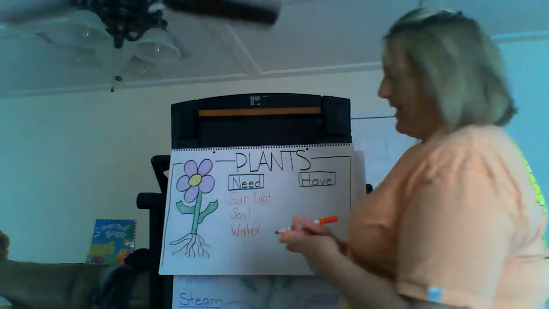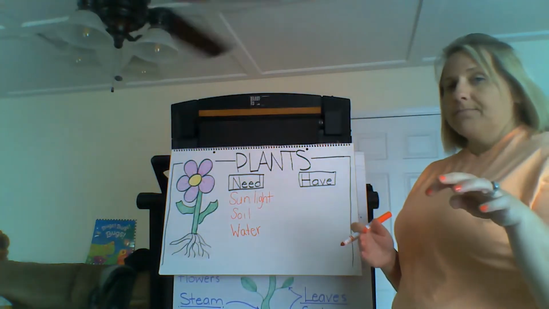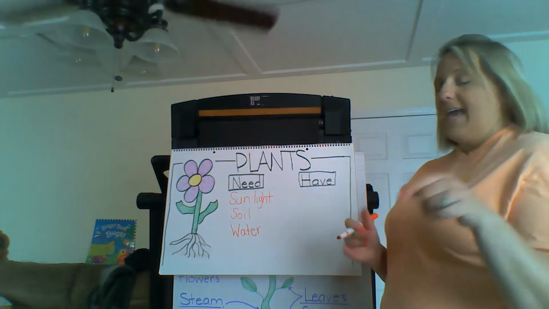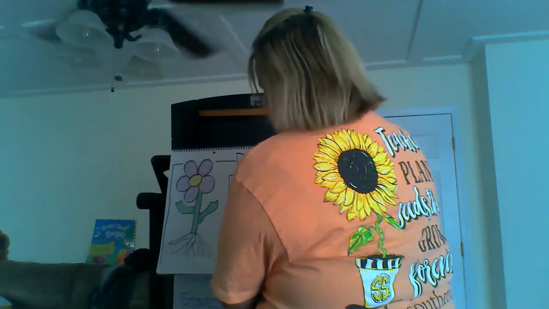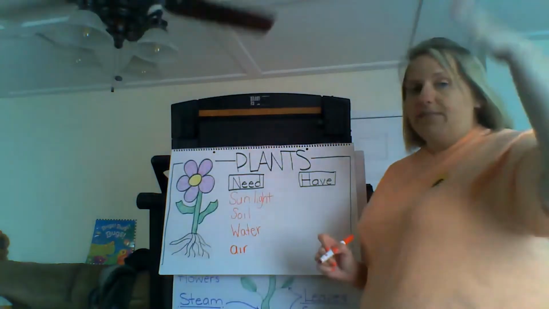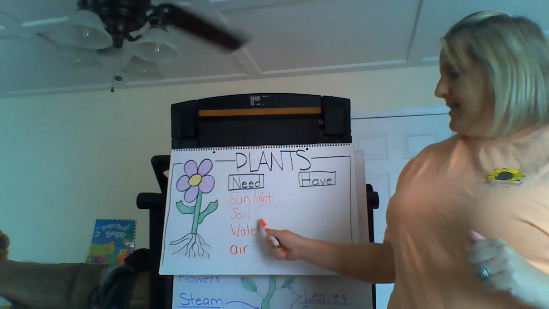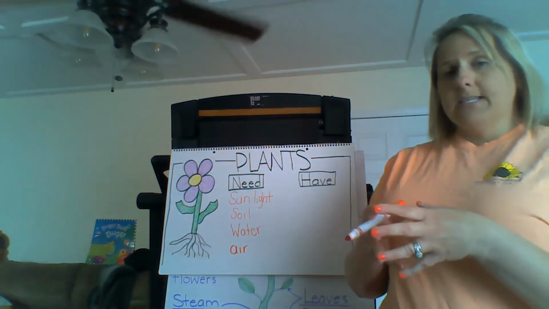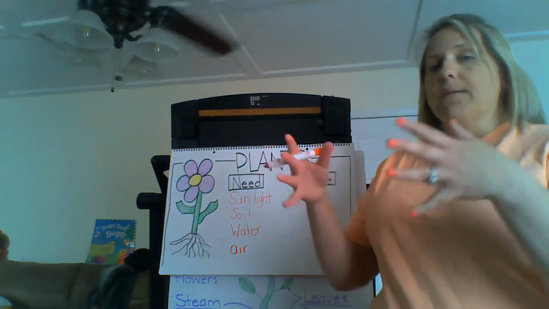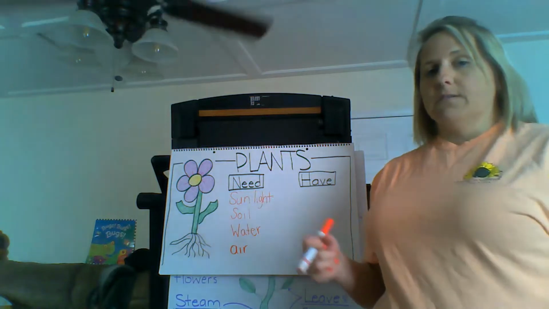So it needs sunlight, soil, water, one more thing, air. We all need air to live, don't we? We all have to have the air to breathe and to grow. So the sunlight and the soil and the water gives the plant the nutrients that it needs to grow big and beautiful. Along with the air, the air helps it grow as well.